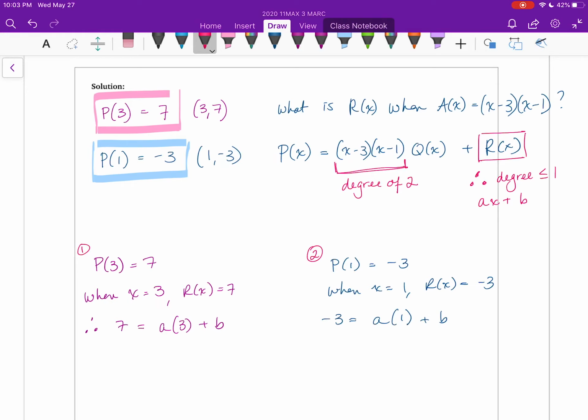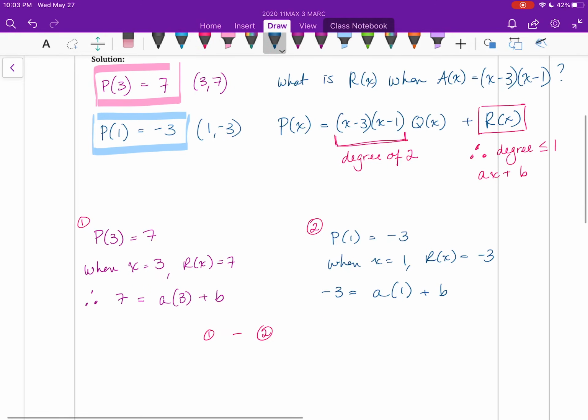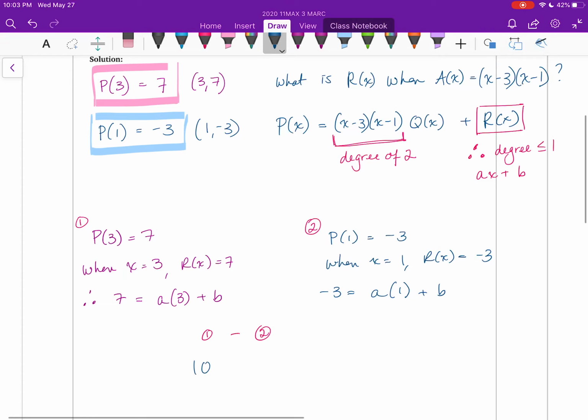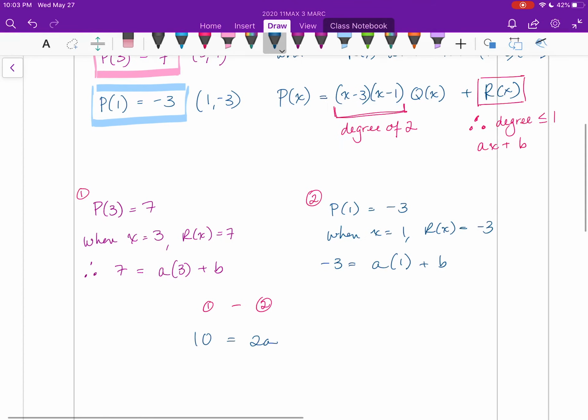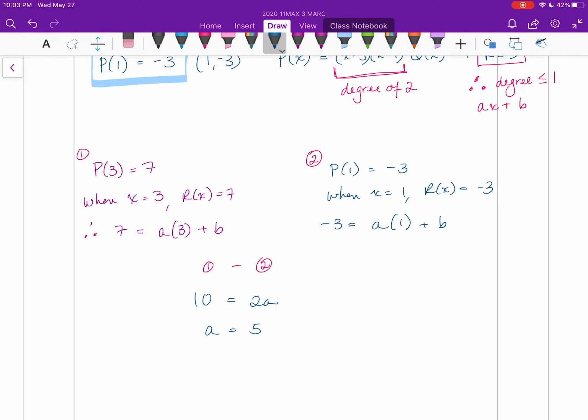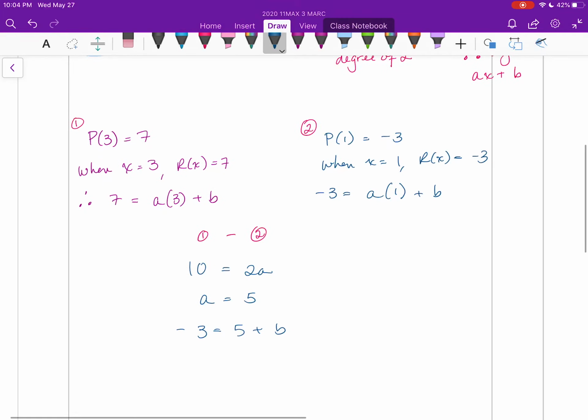So the easiest way to do this is perhaps equation 1 minus equation 2, because when we go to subtract, 7 minus negative 3, that's 10 on the left hand side, equals 3a minus 1a, 2a, and then b minus b, that's what gets eliminated there. So we know very easily that a is 5. And then by back substituting, perhaps in negative 3 equals a plus b, probably didn't have to write that down, and you could tell me that b is negative 8.